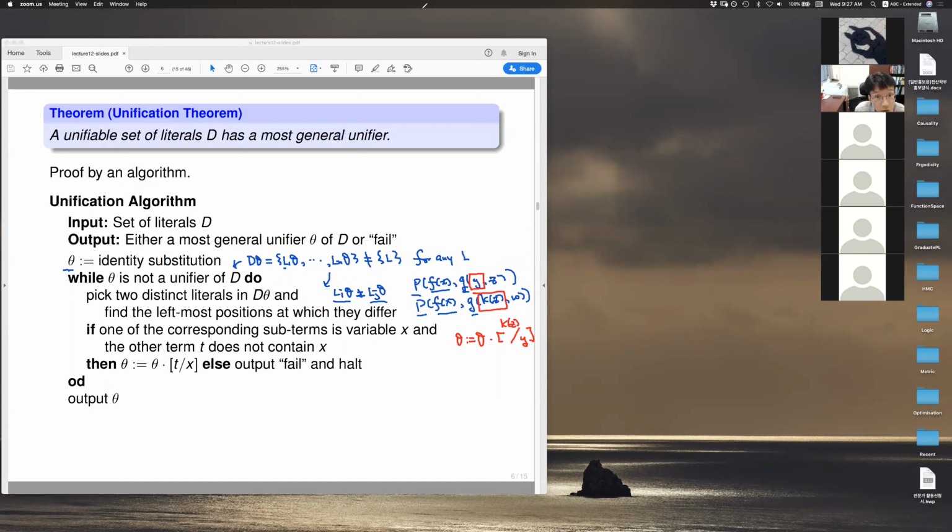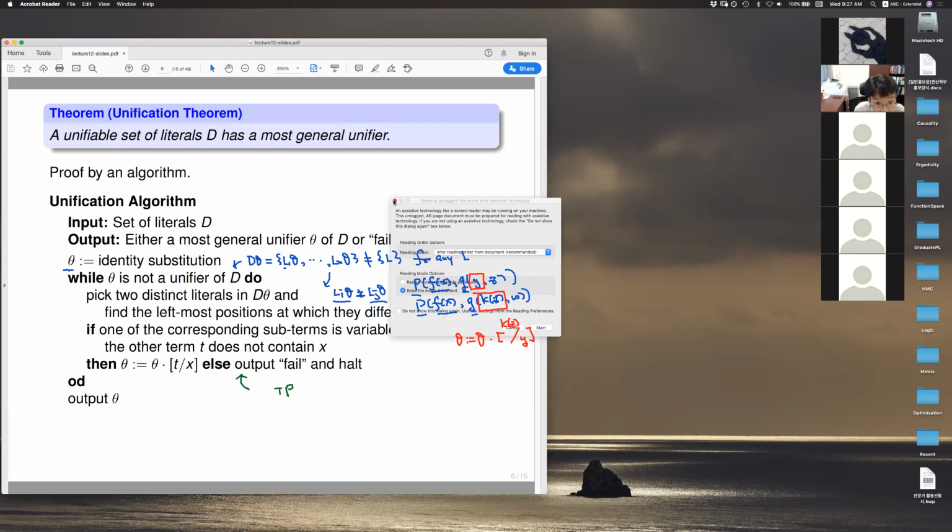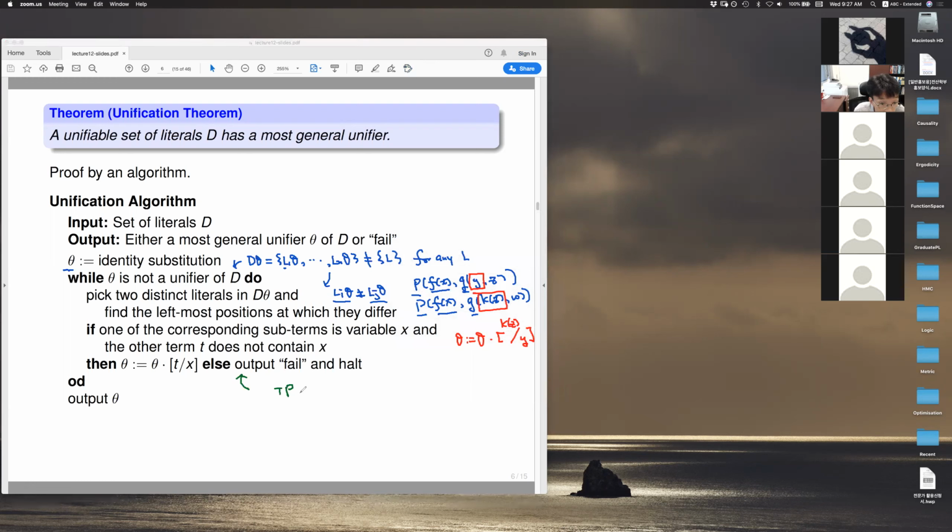Now the failure modes happen for many reasons. Okay, we see something different. This kind of failure mode happens when the two different literals we obtained are completely different. Maybe one is talking about P, negation of P, and the other is talking about Q. If that's the case, then they are completely different. So whatever we do with the substitution, we will never be able to make them equal. So that's the case where we get fail.